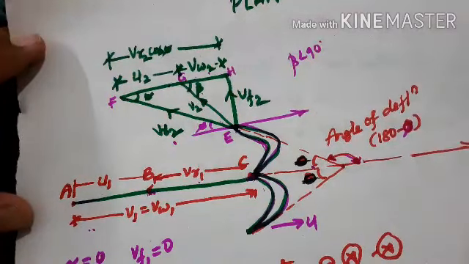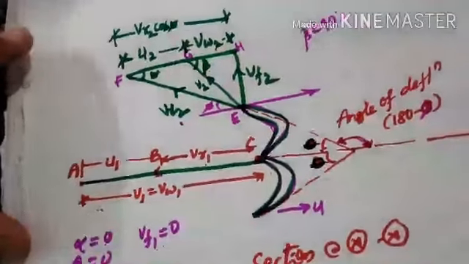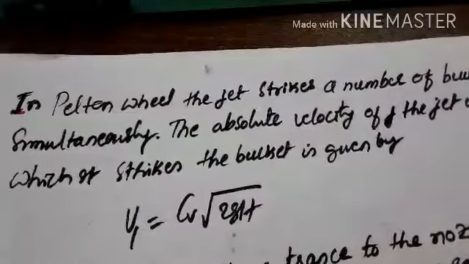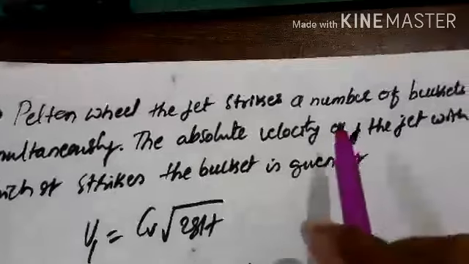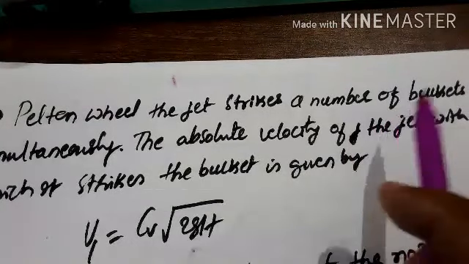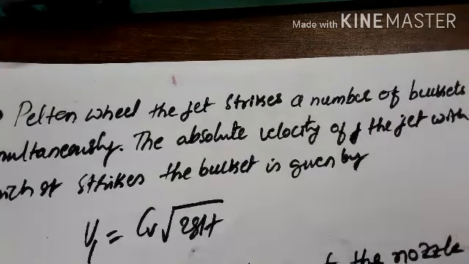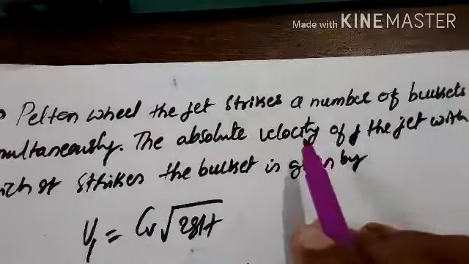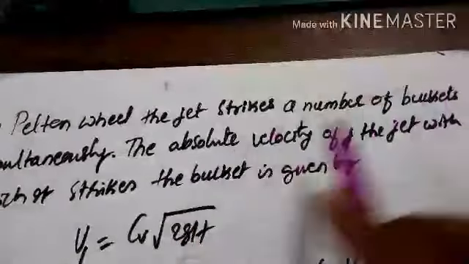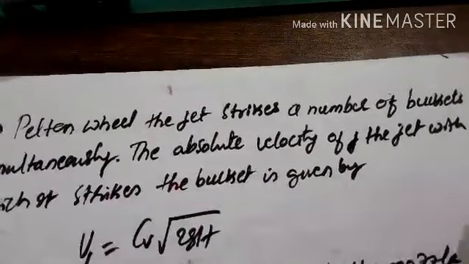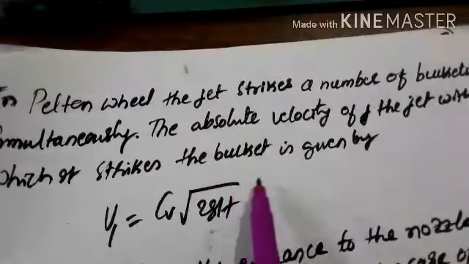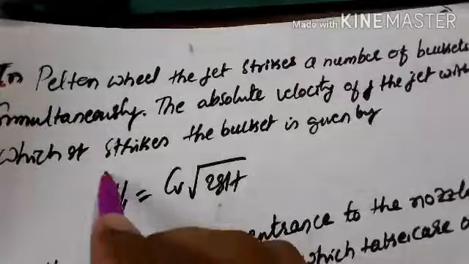Okay, so let's calculate the force exerted by the jet on the vane. Here in the Pelton wheel, the jet strikes a number of buckets simultaneously, and the absolute velocity of the jet with which it strikes the bucket is given by V1, this is the absolute velocity.